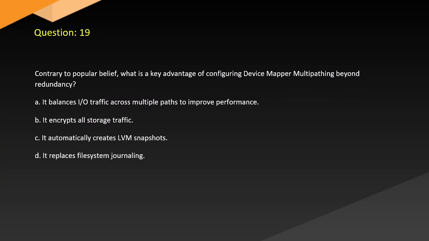Question 19. Contrary to popular belief, what is a key advantage of configuring device mapper multipathing beyond redundancy? A. It balances I/O traffic across multiple paths to improve performance. B. It encrypts all storage traffic. C. It automatically creates LVM snapshots. D. It replaces file system journaling.